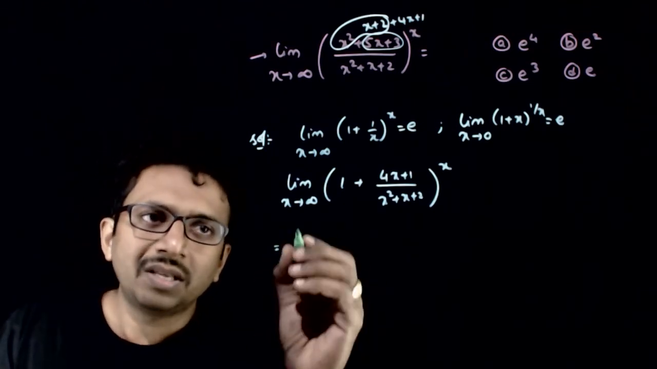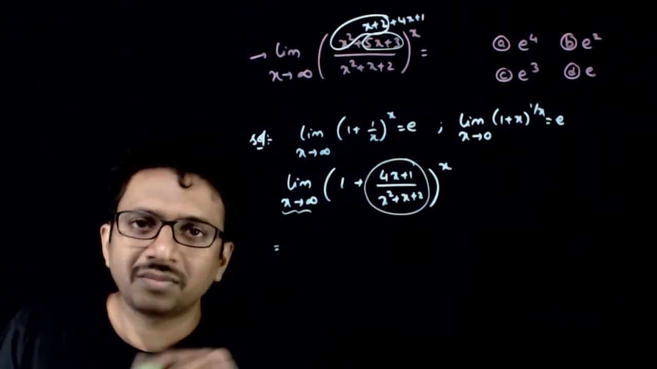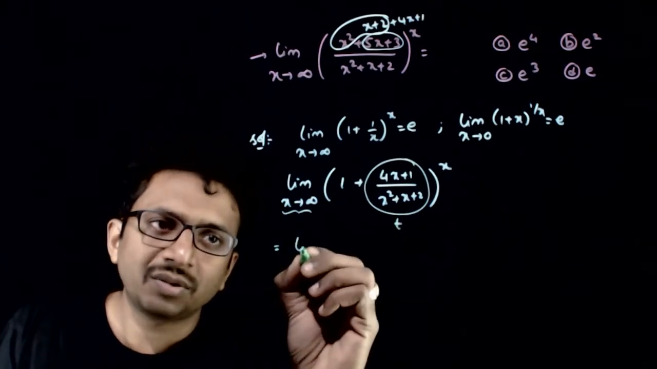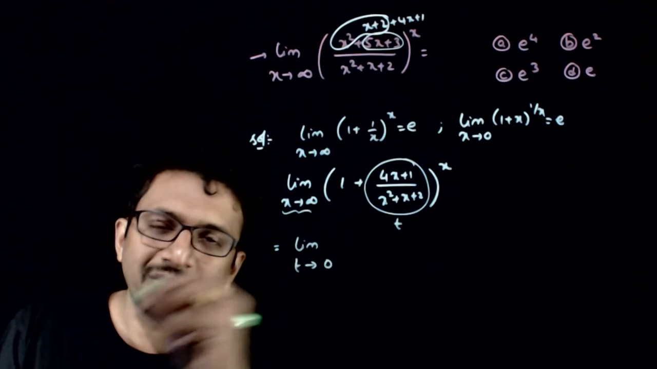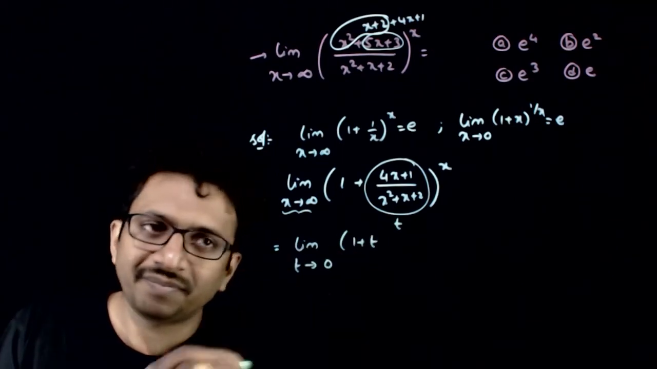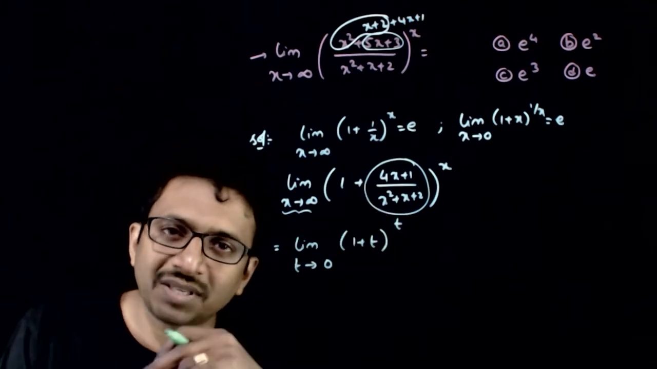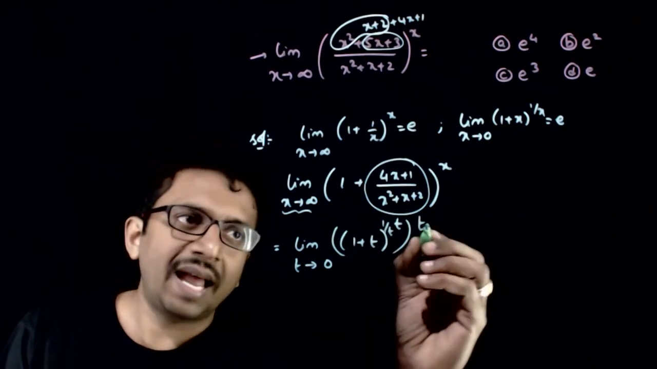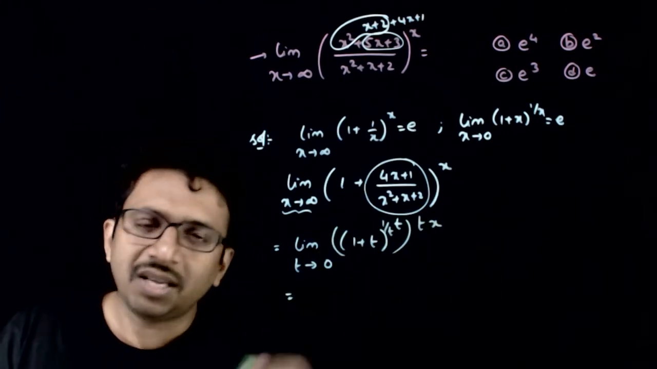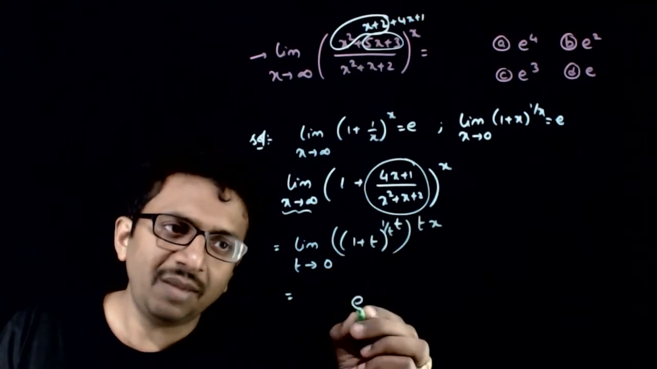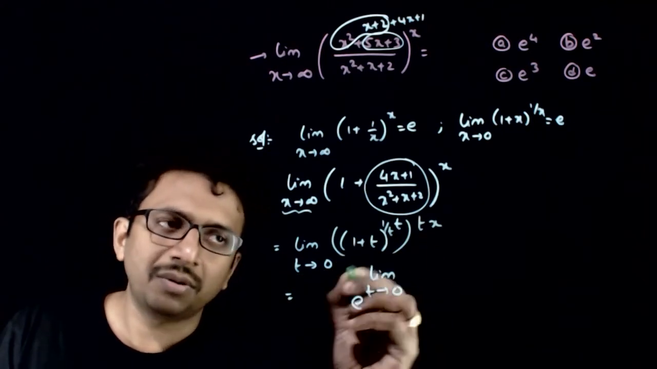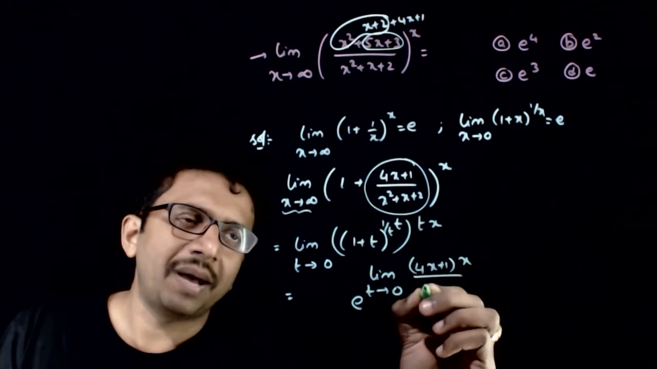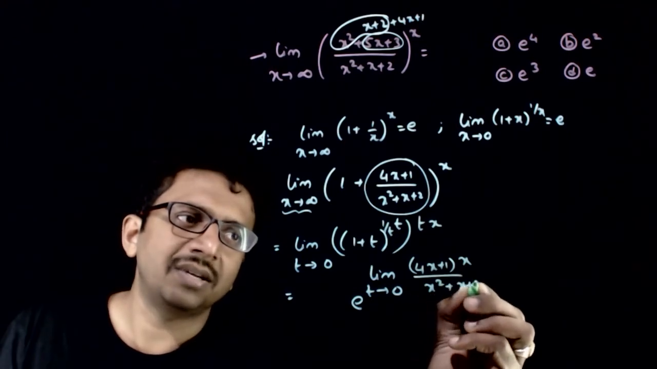As x tends to infinity, where does this go? This goes to infinity by infinity square, that is 0. So if this is equal to t, so limit t tends to 0, you have 1 plus t. To get an e, you need something like 1 plus t whole power 1 by t. And you have x here. So this becomes e power limit t tends to 0 of t into x, that is 4x plus 1 times x by x square plus x plus 2.